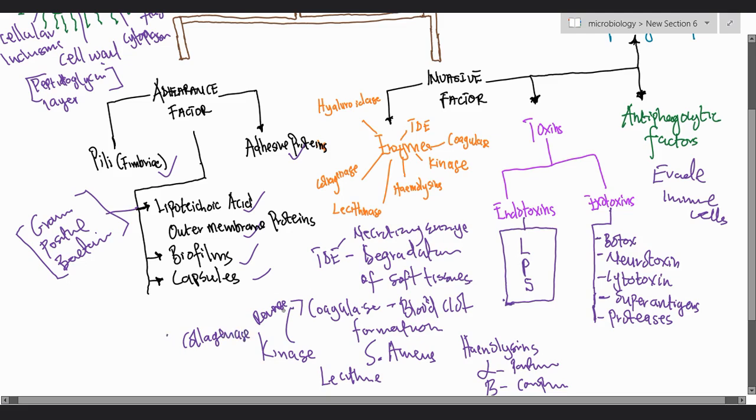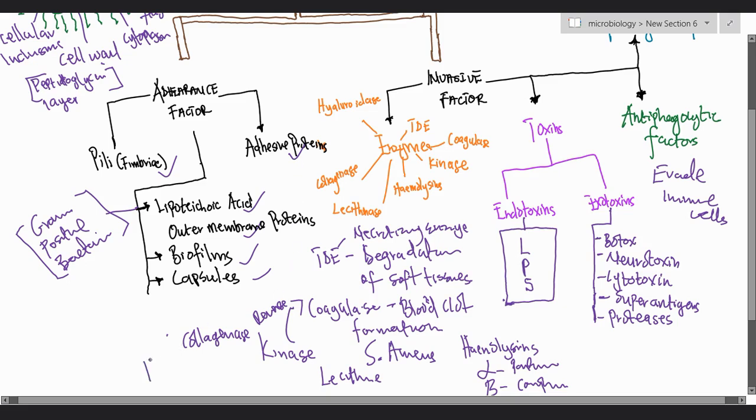So this enzyme particularly breaks down collagen. The collagens that are found in our connective tissues, in our bones and tendons, are broken down by collagenase. So collagenase is an enzyme that breaks down the collagens. Then we have the hyaluronidase. The hyaluronidase is responsible for the breakdown of hyaluronic acid.